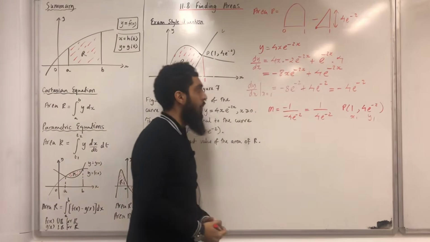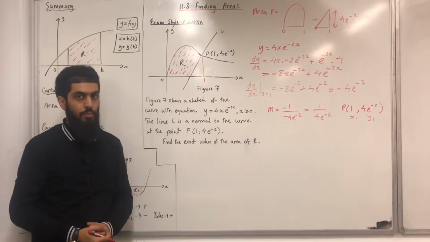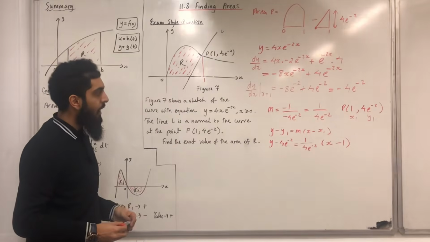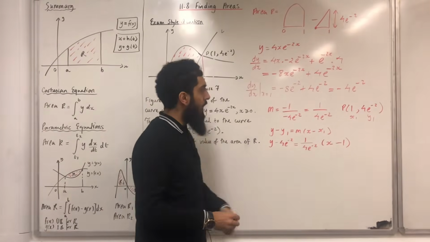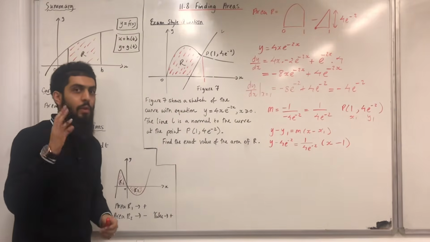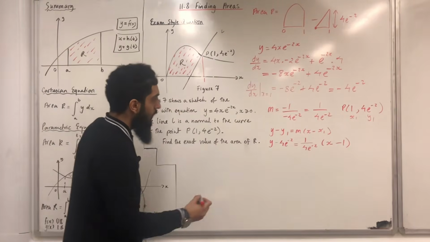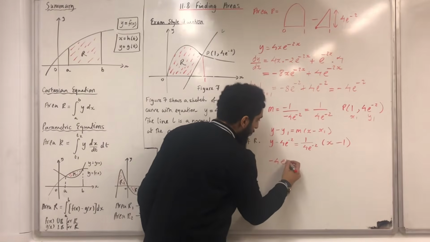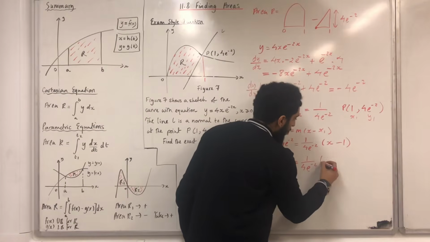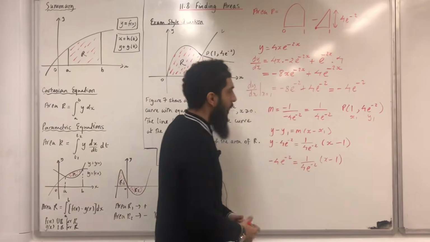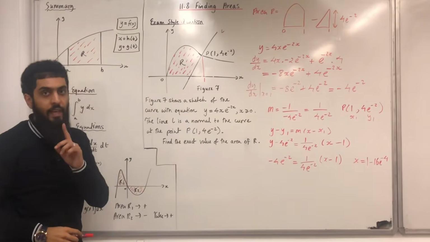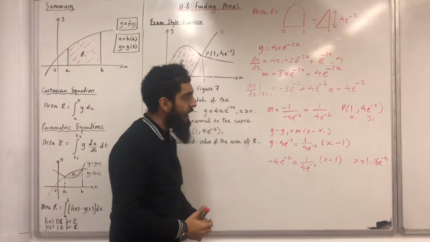My next step is to work out the equation of the line L. Okay, so using y minus y1 equal m times x minus x1, I get this particular equation. Now, to work out the x-intercept of the line L, I need to substitute y equal to 0. So if I substitute y equals 0, I get minus 4 e to the power minus 2 is equal to 1 over 4 e to the power minus 2 in brackets x minus 1. Now I need to solve for x. So after solving for x, I get x equal 1 minus 16 e to the power minus 4.